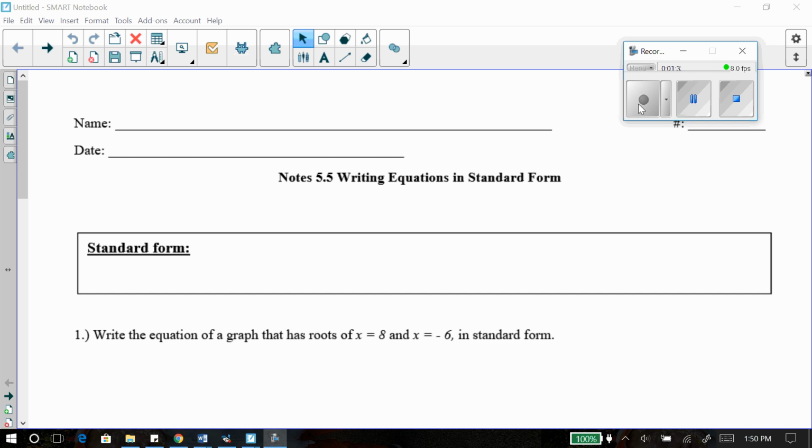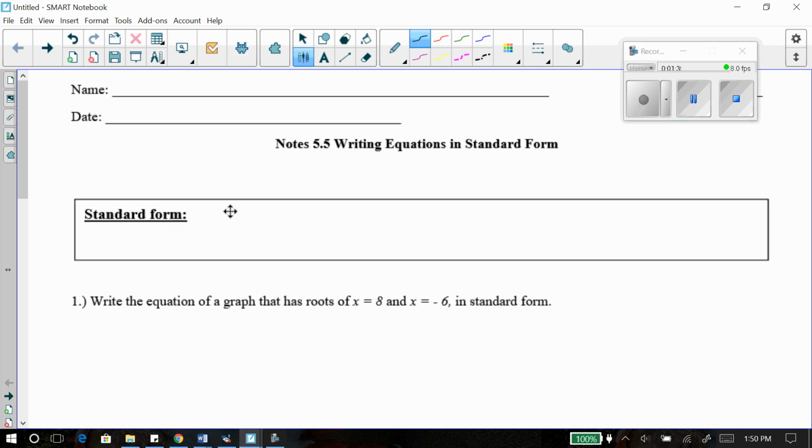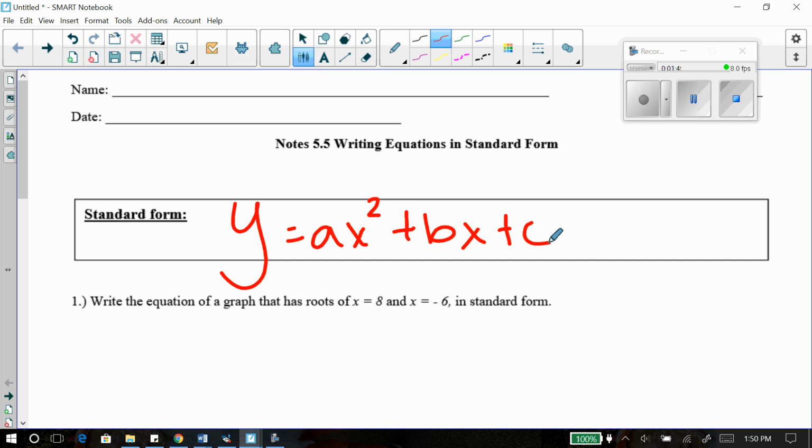equations in standard form. Now, we talked about before we left that standard form of a quadratic is y equals ax squared plus bx plus c, where a, b, and c are just numbers. So you guys know a quadratic looks like this. This is just an example: 8x squared minus 5x plus 2.